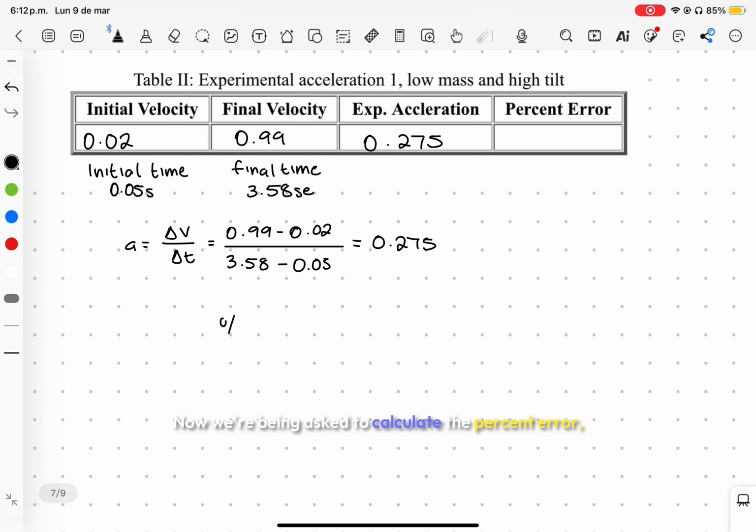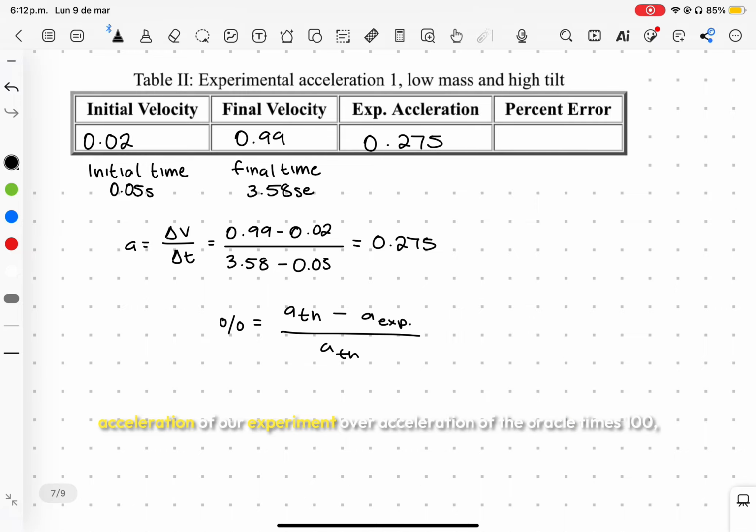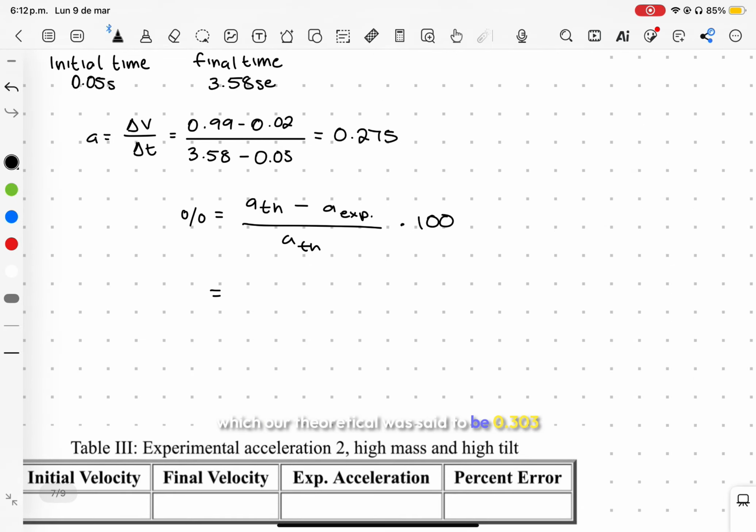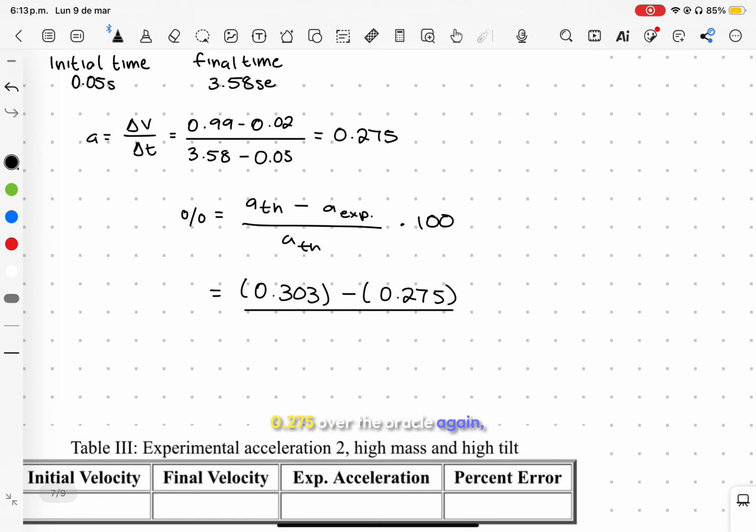Now we're asked to calculate the percent error, which is calculated by the theoretical acceleration minus the experimental acceleration, over the theoretical acceleration, times 100. Our theoretical value was 0.303, minus our experimental value, which we just calculated, 0.275, over the theoretical again, 0.303, times 100. When plugged into the calculator, we get a value of 9.57% error.